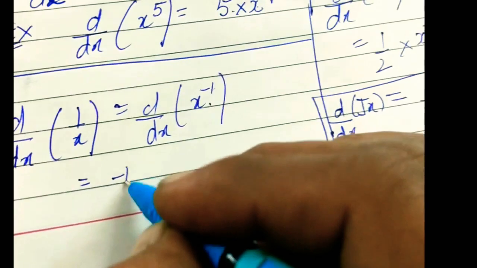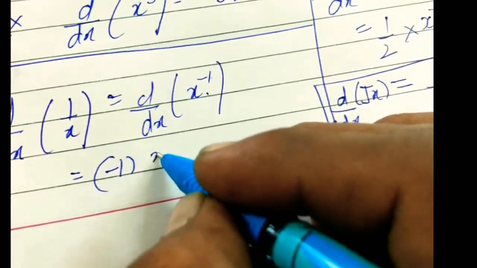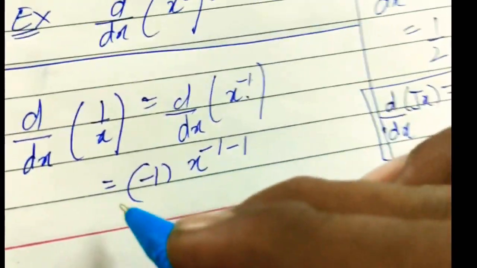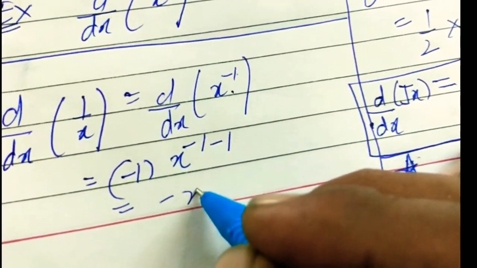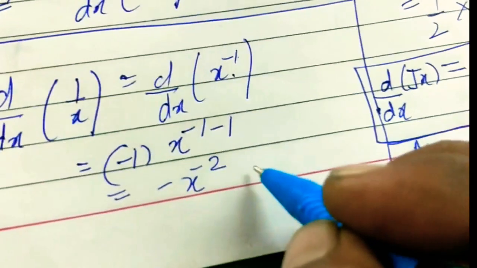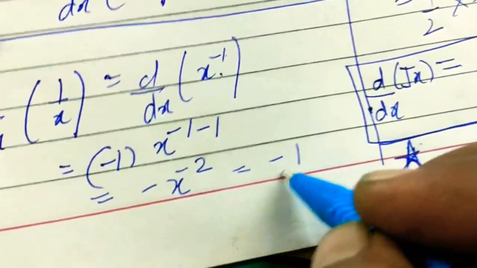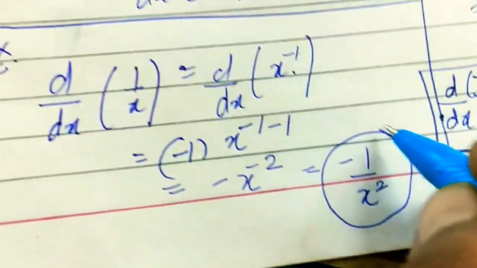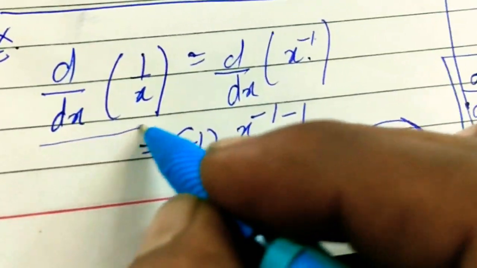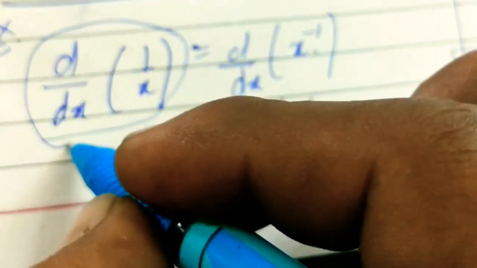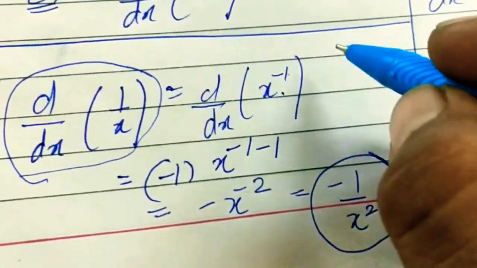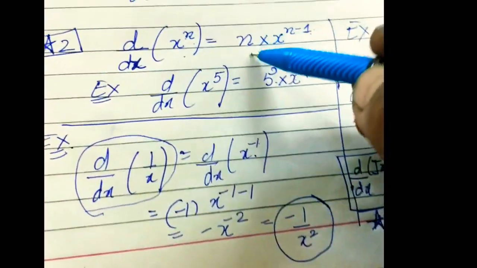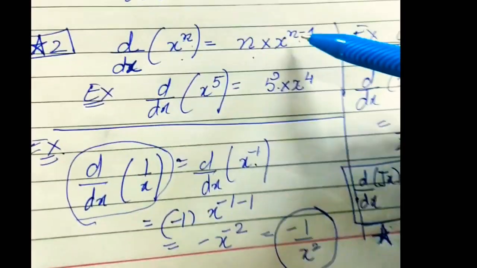Power bahar, so take minus 1 outside, and then whatever the power of x, we have to subtract 1 from it. So it will become minus 1 into x to the power minus 2, which is minus 1 upon x square. So it is also a standard result of differentiation of 1 by x. This is the formula that will be used in 80 or 90% of cases: x to the power n, power bahar और x की power एक कम.